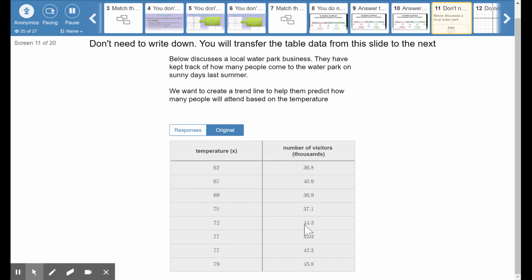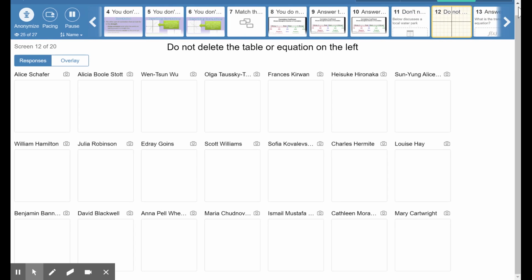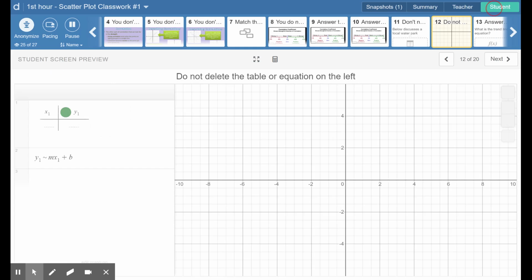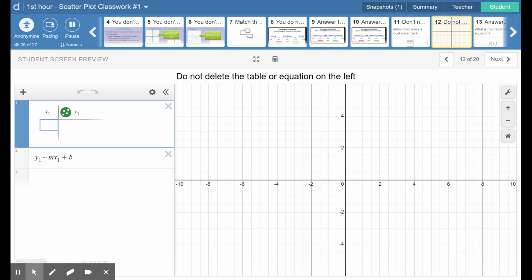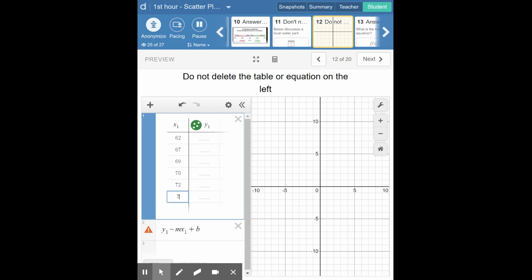Now I recommend going back and forth, or copying this on your phone, taking a picture of it, so you can enter it in slide number 12. In slide number 12, you're going to have the information. I'm just making my screen smaller so I can enter this quickly. So 62, 67, 69, 70, 72.